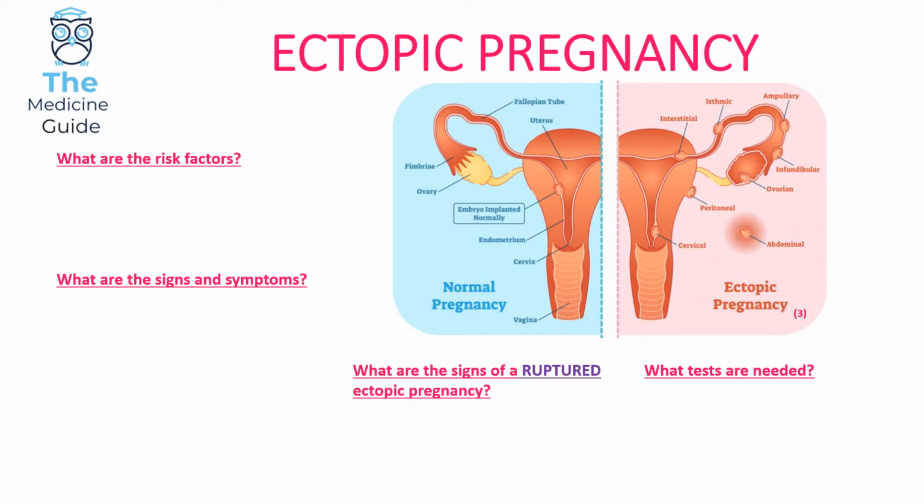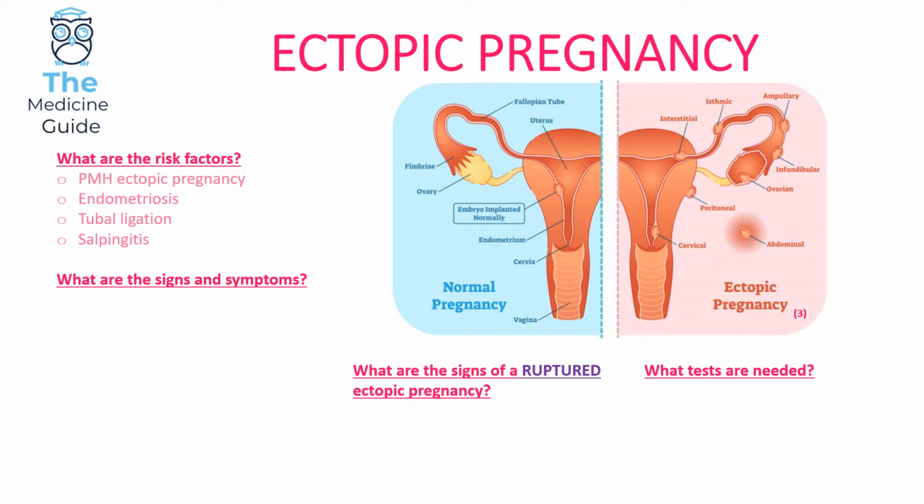Now let's look at the risk factors. If you've previously suffered from an ectopic pregnancy, unfortunately this increases your risk of developing another ectopic pregnancy in the future. Other risk factors include endometriosis, tubal ligation, and salpingitis. Salpingitis is inflammation along the fallopian tubes.